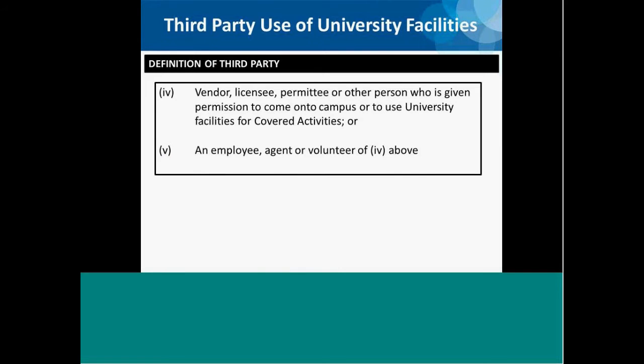The Child Protection Policy defines a third party as a vendor, licensee, permittee, or other person who is given permission to come onto campus or to use university facilities for covered activities, and the employees, agents, or volunteers of those third parties.